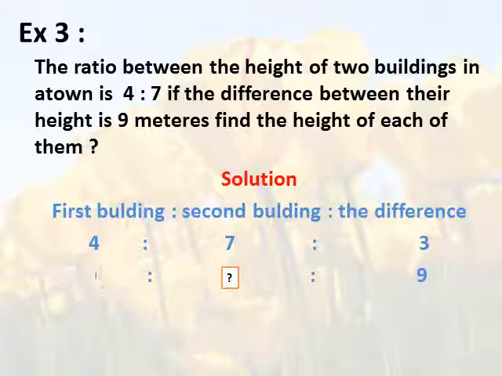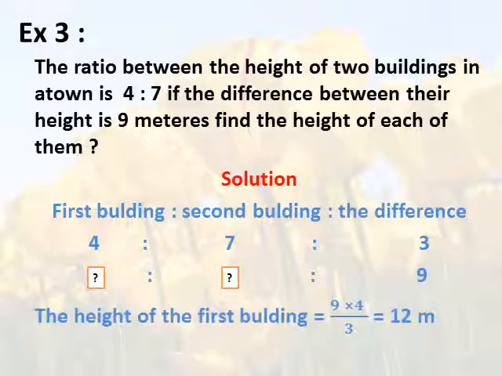How can I get the height of the first building or the second building? I will use cross multiplication. I will hit the first term to get the second term, or I will hit the second term to get the first term. To get the height of the first building, I will hit the second term.